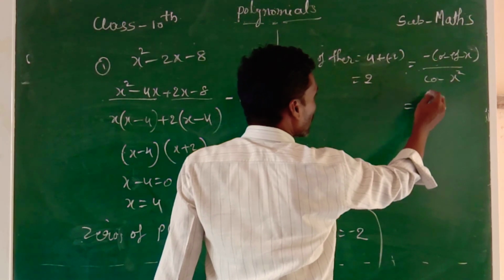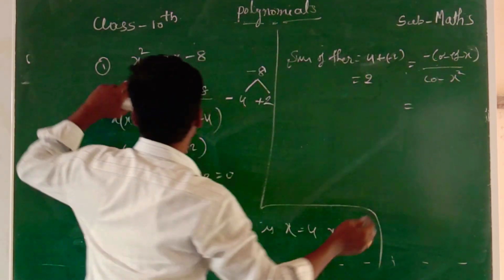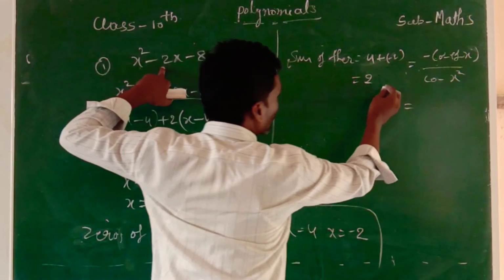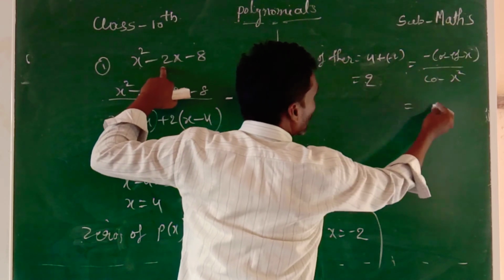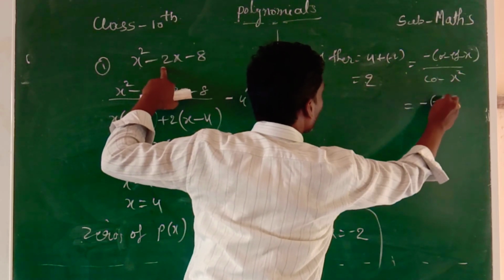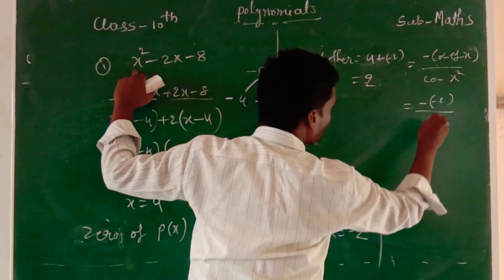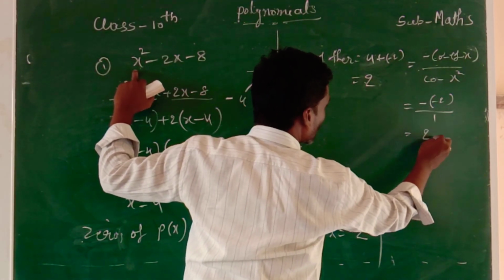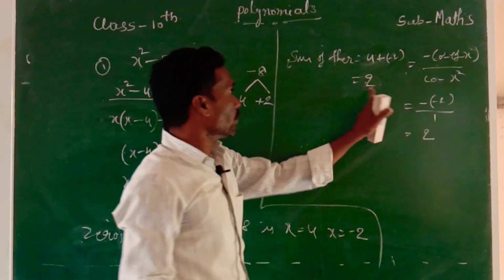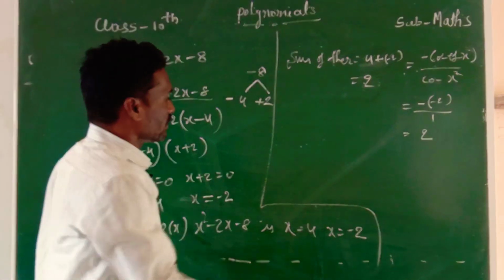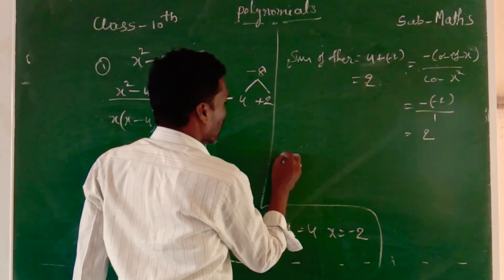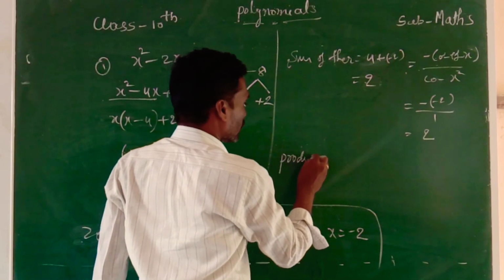Just to compare this one, coefficient of x is minus 2. Minus of coefficient of x is minus of minus 2, divided by coefficient of x square, which is 1. So minus into minus is 2. So we can see both are the same. So this is satisfied. Next, the product is also compared.